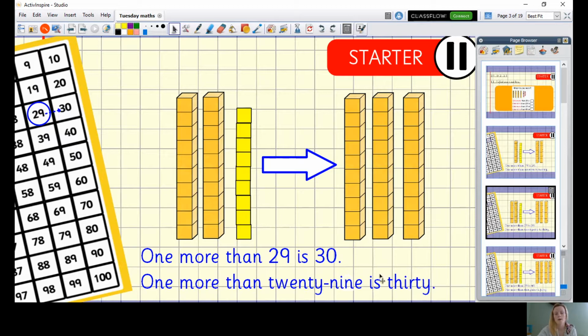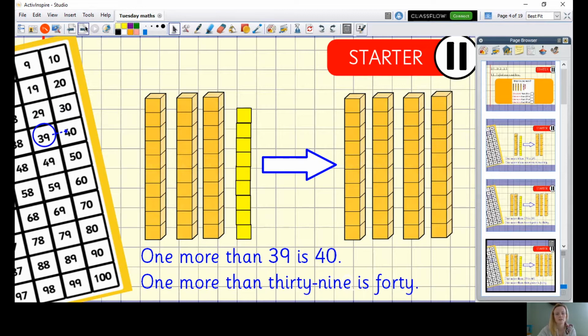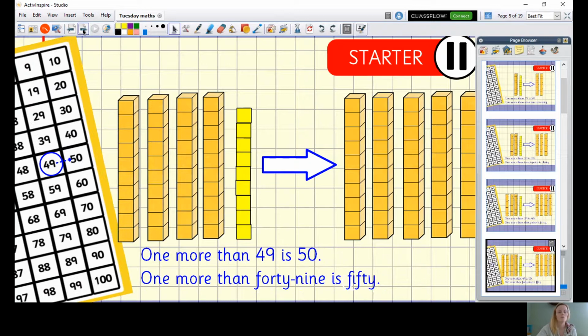Some of you might have really stretched yourself and tried to write it in words. That would have been really fabulous if you've managed to do that. Okay, then we've got 1 more than 39 is 40. Again, you can see the 10s changing, 3 10s to 4 10s. And then 1 more than 49 is 50. So hopefully you've either used your tens frame, your number square, or your tens and ones over here.